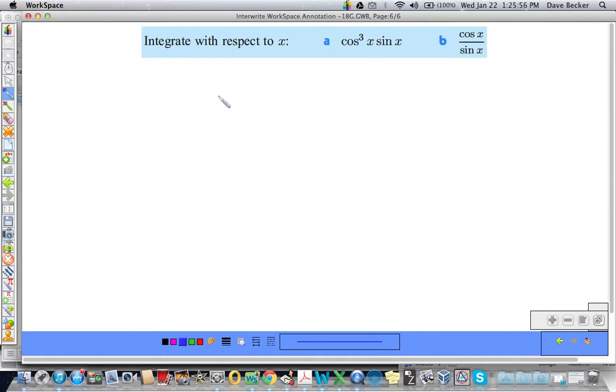Last example, actually, or last two examples, integrate with respect to x. So we're going to take the integral for part A here, the integral of cosine cubed x sine x dx. Okay. So again, I'm looking at what is going to most benefit me here. If I let u equal sine x, then the derivative of that is going to be cosine x, and I have cosine cubed x. So I am going to say that u is equal to cosine x.